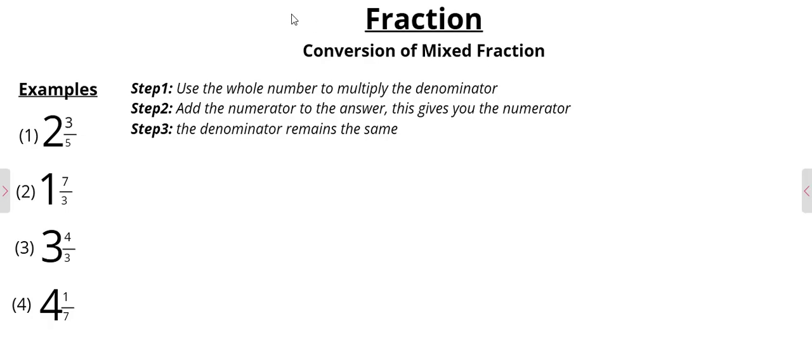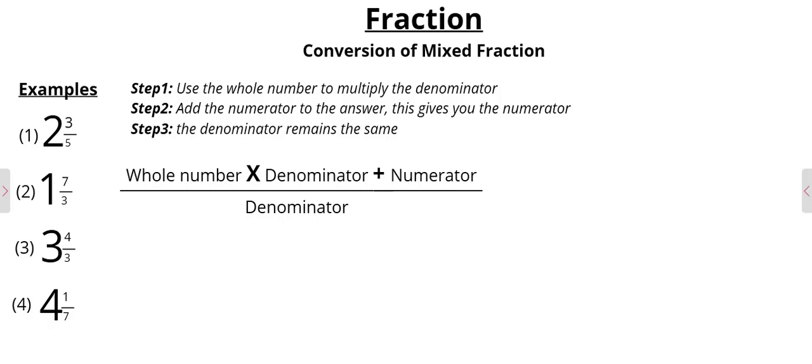Hopefully it is clear. We'll use example to solve it. So in general, what we are trying to say is this: use the whole number to multiply the denominator and add the numerator to it all over the denominator. This gives you the converted mixed fraction. So let's solve it. Example 1 there says 2 whole number 3 all over 5.